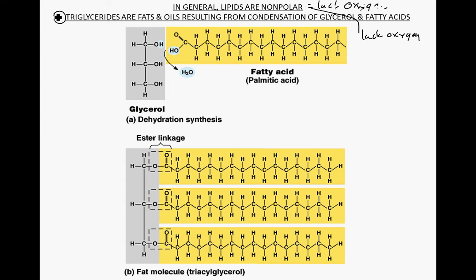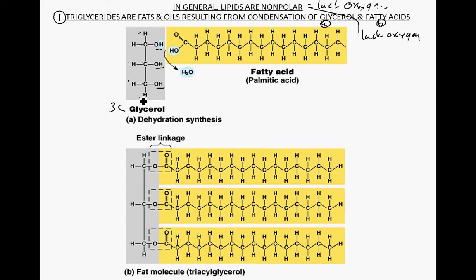They are fats and oils resulting from the condensation of two parts here: glycerol, and number two, fatty acids. So first, let's take a look at this glycerol molecule. A glycerol molecule is a 3-carbon compound, 1, 2, 3 carbons here. And you see hydroxyl groups on either side, and then surrounded by hydrogens. So this is the glycerol.